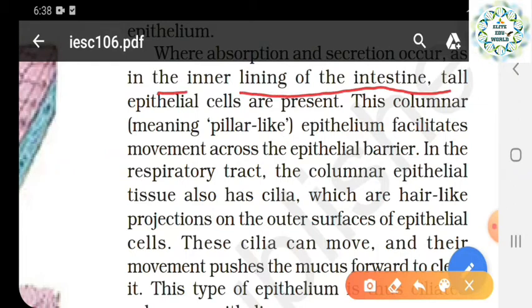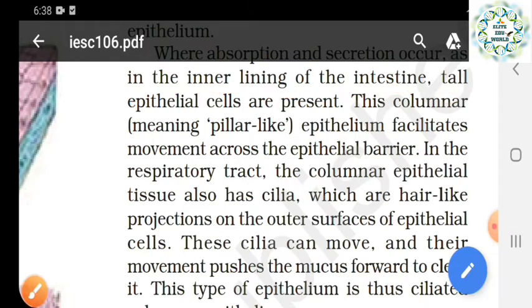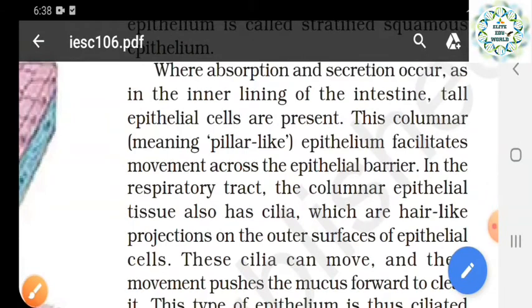As we have seen already, inside the inner lining of the intestine, several enzymes are getting secreted. In the inner linings of the intestine, tall epithelial cells are present. And why are they tall? Because they provide more surface area for absorption of glucose or other materials.